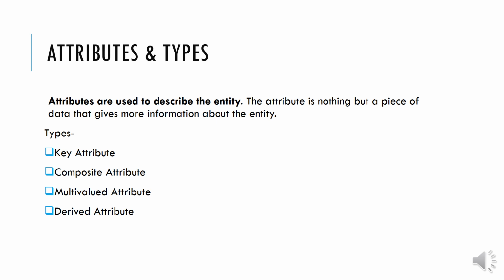The other is the composite attribute. A composite attribute is an attribute which is composed of many attributes, like multiple components, each with an independent existence. Some attributes can be divided to yield smaller components. For example, if we take the name attribute, it can be composed of various components like first name, middle name, last name, and so on.